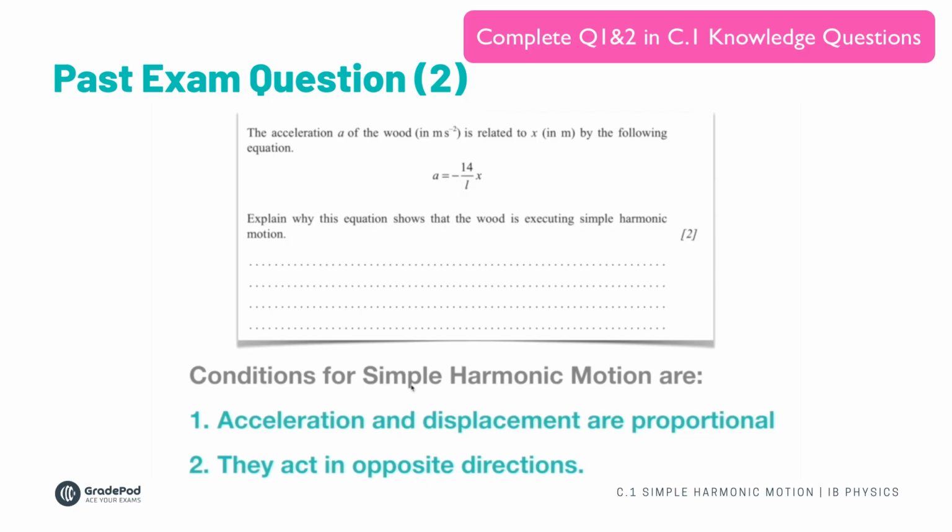So, how do we know that this equation is executing simple harmonic motion? Well, a is proportional to x, acceleration and displacement are proportional, and they are acting in opposite directions. The minus tells us that when this is minus, that's positive, and when this is minus, that's positive. So the minus tells us that they are acting in opposite directions. So these 2 sentences are key for explaining when an object is undergoing simple harmonic motion.